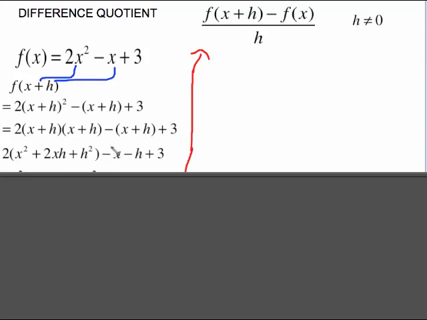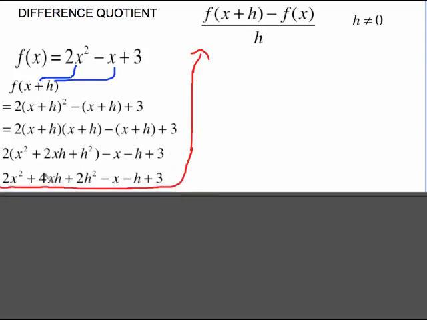On the same line I also distributed the negative through here to have negative x minus h. The plus 3 stays where it is. Distribute 2 through that parentheses is what gives you this line right here. And the minus x minus h plus 3 stays the same. That is your expression for f of x plus h. You're going to put this whole expression in place of f of x plus h.